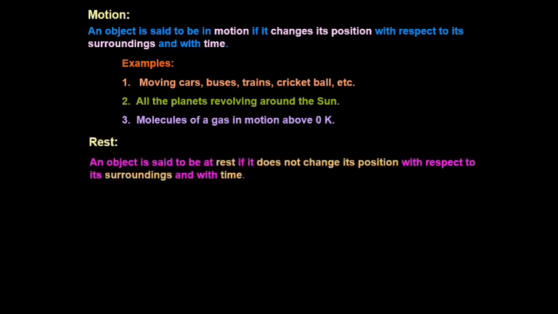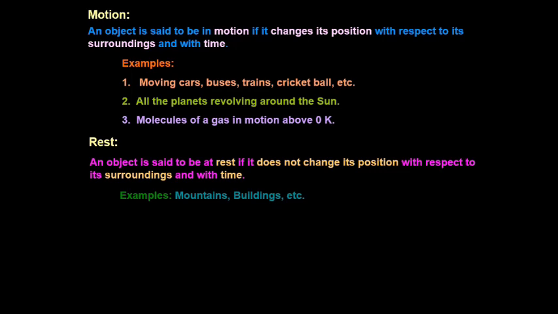And what are at rest? An object is said to be at rest if it doesn't change its position with respect to its surrounding and with time. Examples: mountains, buildings. Okay, let me ask you one thing. Are the mountains stationary? Are they at rest? Well, you might be thinking it's a funny question, but let me tell you.